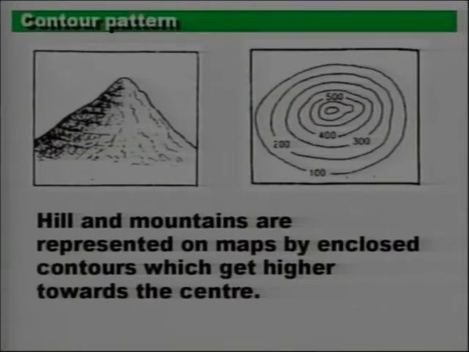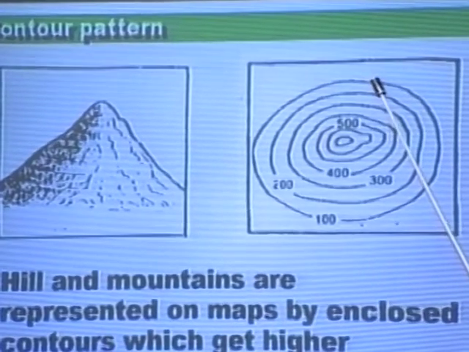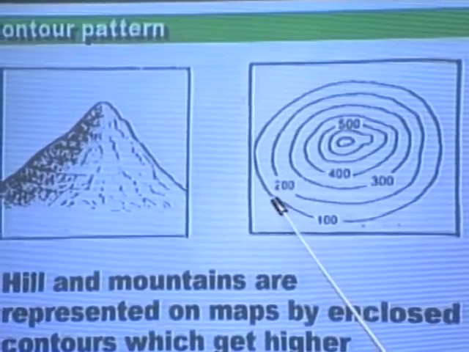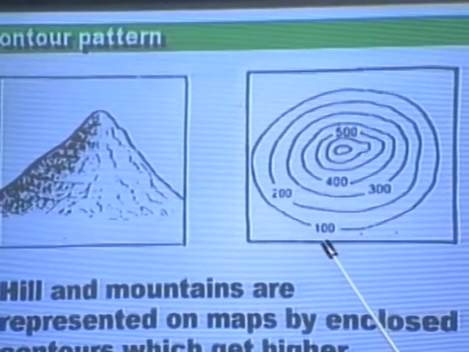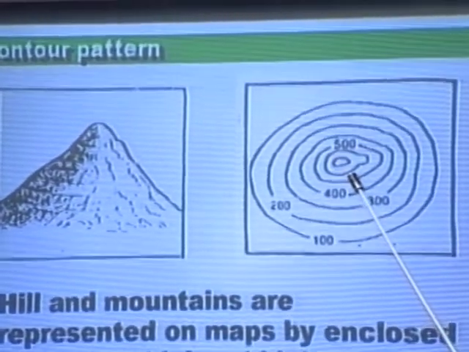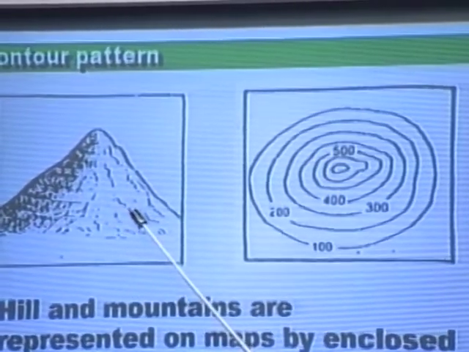Hills and mountains are represented on topographic maps by enclosed contours which get higher towards the center. If you look at the pattern, you start off with smaller values, but as you get to the center of the feature, the values increase. When the values go in a circular contour pattern right to the top and increase, then you know that feature could be a hill or a mountain.